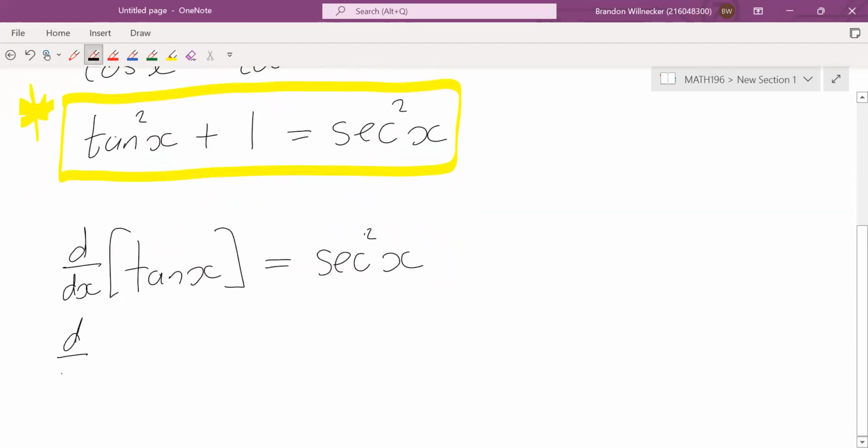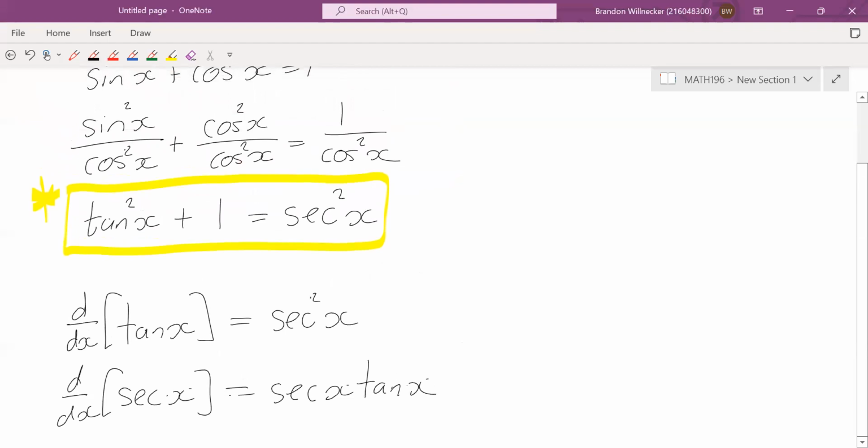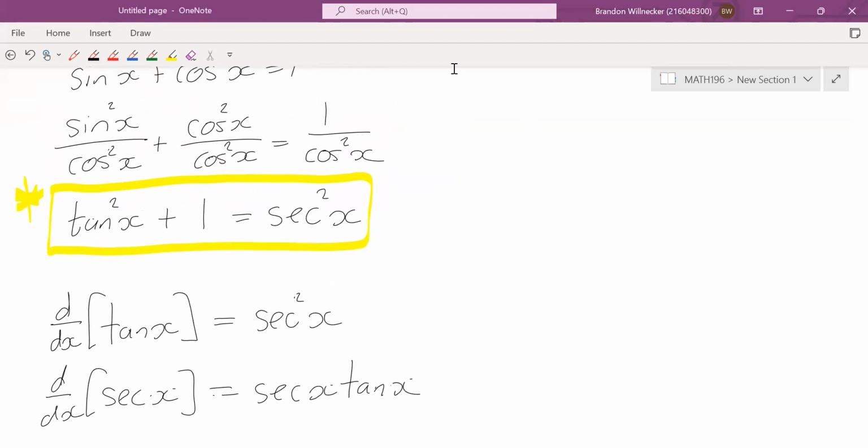And the other thing we need to do is if we're taking the derivative of sec x, what do we get in that case? Okay, so this is going to be sec x tan x. So please remember these. They're not going to be given in the test, so you need to know them. And you don't want to have to waste time looking these up. You want to get through these questions quickly.